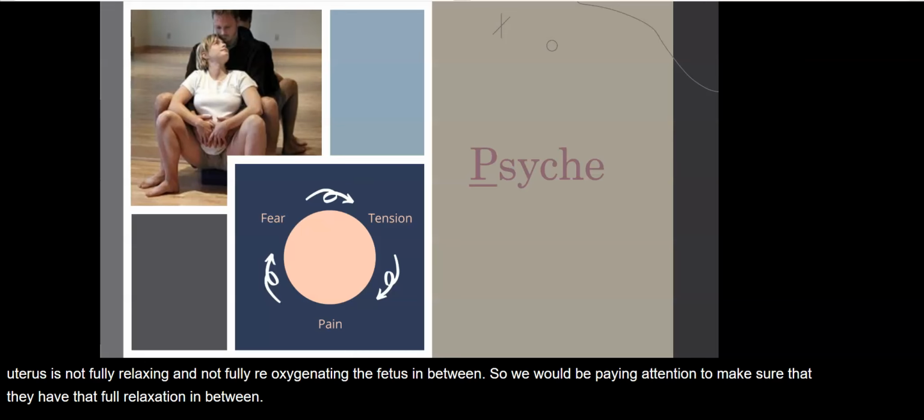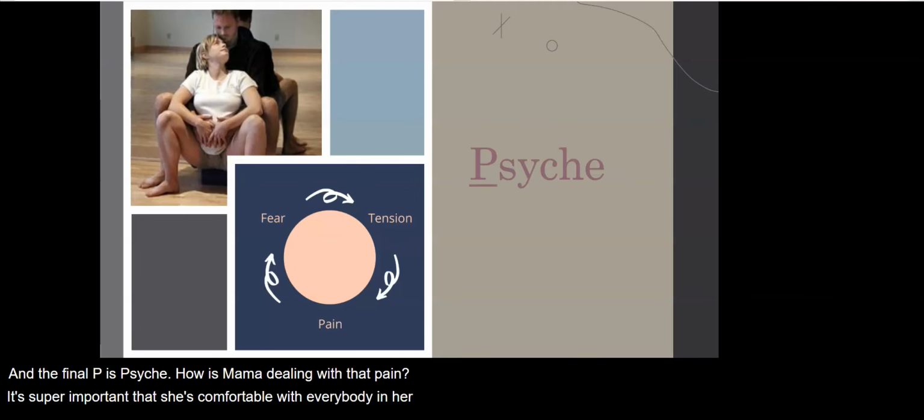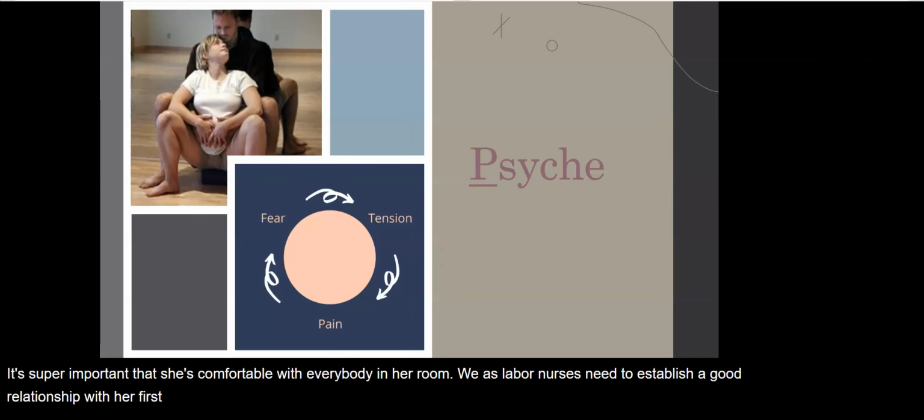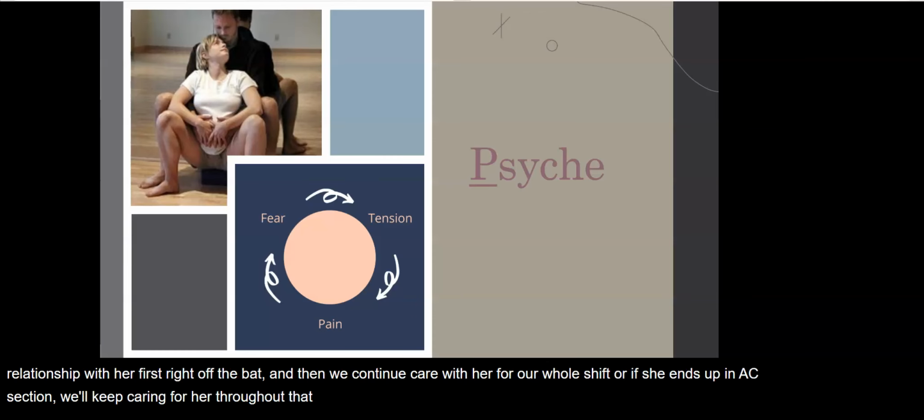And the final P is psyche. How is mama dealing with that pain? It's super important that she's comfortable with everybody in her room. We as labor nurses need to establish a good relationship with her first, right off the bat. And then we continue care with her for our whole shift, or if she ends up in a C-section, we'll keep caring for her throughout that whole C-section.